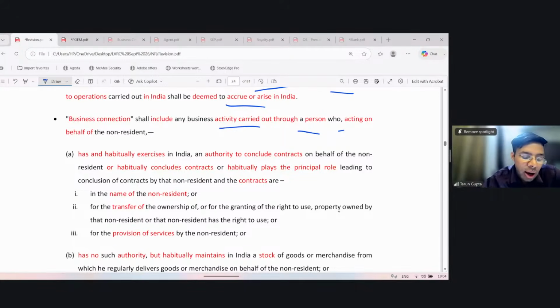If the agent has and habitually exercises in India an authority to conclude contracts on behalf of the NR, or habitually concludes contracts, or habitually plays a principal role leading to conclusion of contracts by that NR. So either he is concluding the contract, or he is playing a principal role leading to conclusion of the contract by the NR. And the contracts are in the name of the NR, for the transfer of ownership or the granting of right to use property owned by that NR or that NR has right to use, or for the provision of service by that NR.